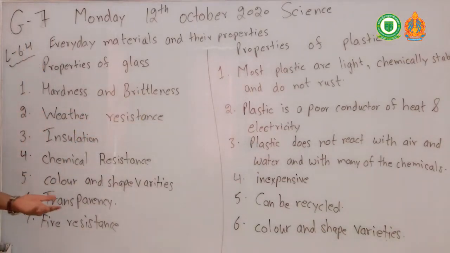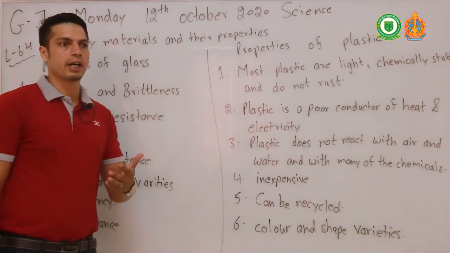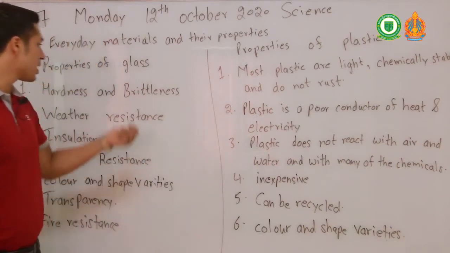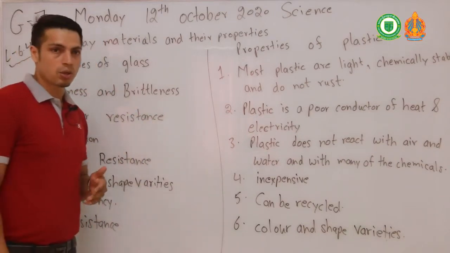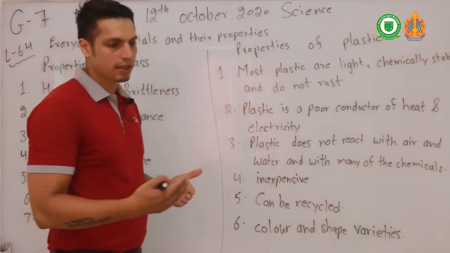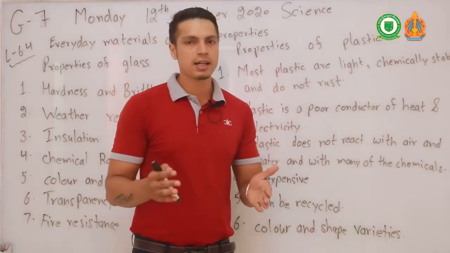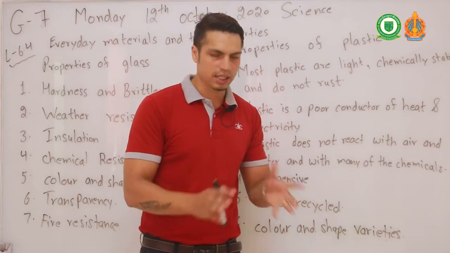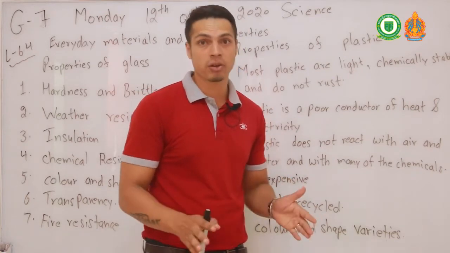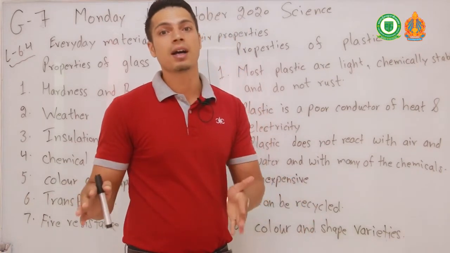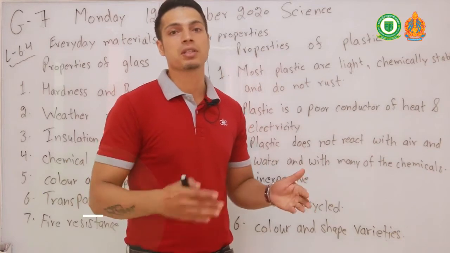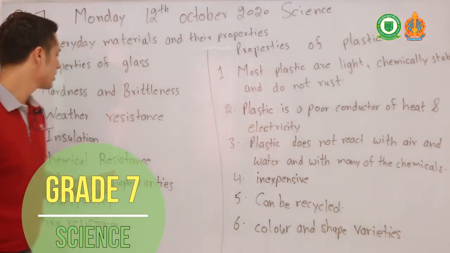So properties of glass: hardness and brittleness, okay. As you know, glass is hard, okay, and at the same time it is brittle, okay. If you drop the glass, it will break, it will be shattered, okay. But at the same time it is hard, okay. It can be used in many ways because of its hardness.